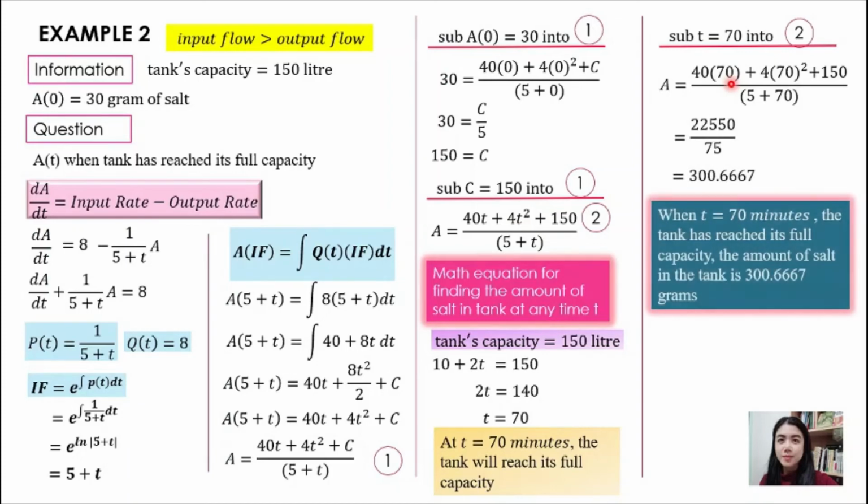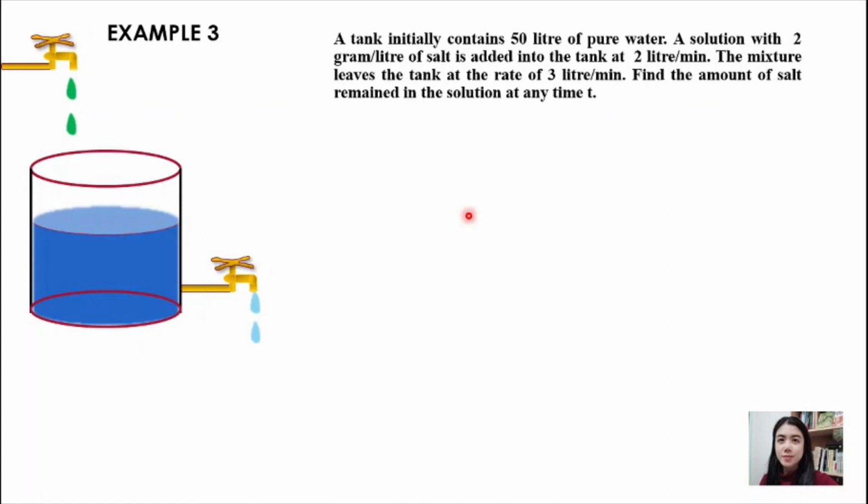It means that when the time equal to 70 minutes, the tank has reached its full capacity and the amount of salt in the tank is 300.6667 grams. Now we have the third example.